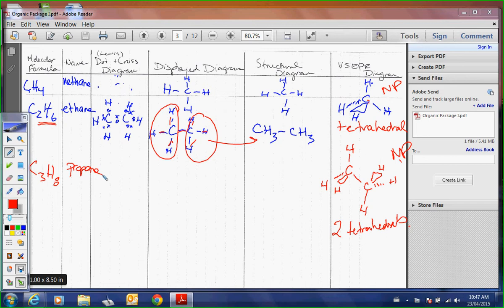Okay, can you do the dot and cross diagram on your own? And I'll put it on the board in a minute. Do a display diagram on your own. See if you can do a structural formula on your own. And don't do the VSEPR. Okay? Don't do the VSEPR.